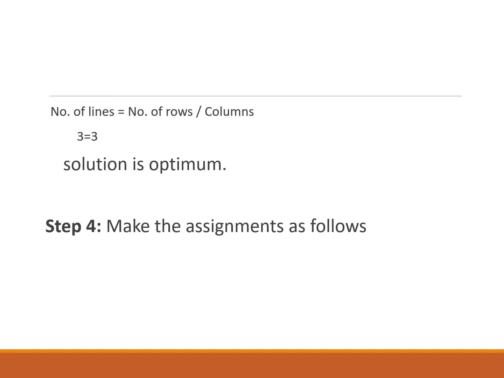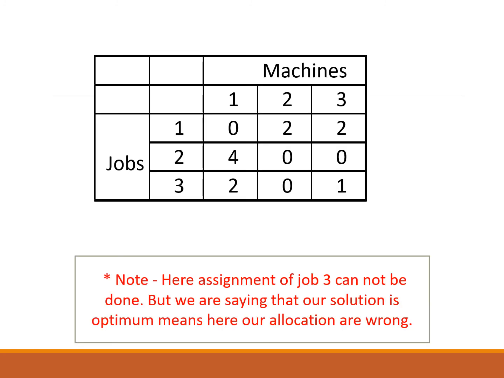So make the assignment as follows. Job 1 we are going to assign to machine 1 and cancel out the other successive zeros if present in that particular row as well as in the column, but in both ways here there are no other zeros present, so leave it. So next move on to job 2. Job 2 to machine 2, cancel out the other successive zeros in that particular row. Yes, it is present, so cancel it out column-wise as well as row-wise.